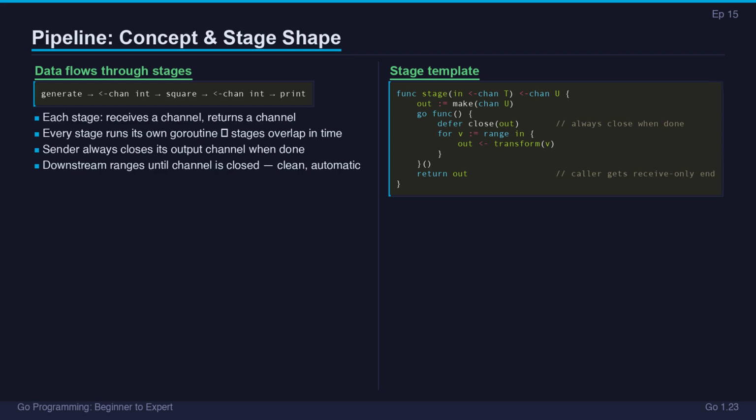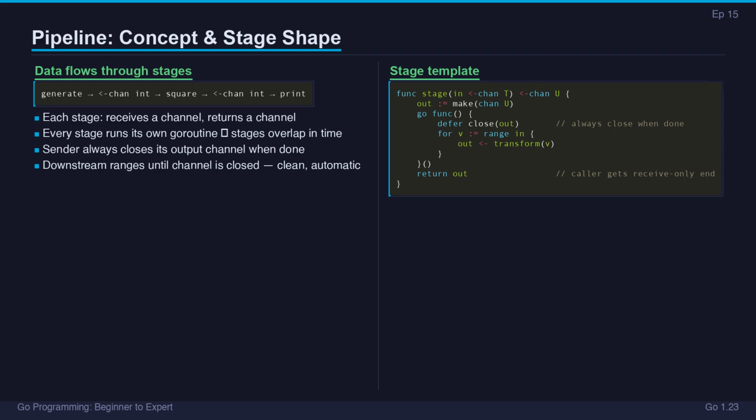A pipeline is a series of stages connected by channels. Each stage receives values from the previous stage, transforms them, and sends results to the next stage. The key insight is that all stages run concurrently. While stage 2 is processing item 1, stage 1 is already processing item 2. You get overlapping execution without any explicit coordination. The channels do the synchronization.